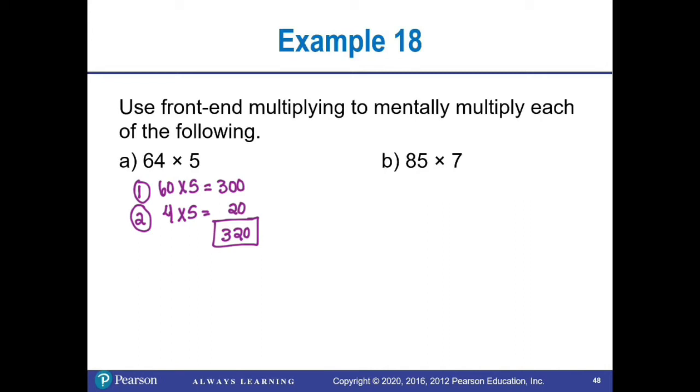Let's look at part B. We multiply 80 times 7, that's 560. 8 times 7 is 56. I've got the zero, so I add the extra zero at the end. Then I have 5 times 7 is 35. And when I add these two together, that gives me 595.